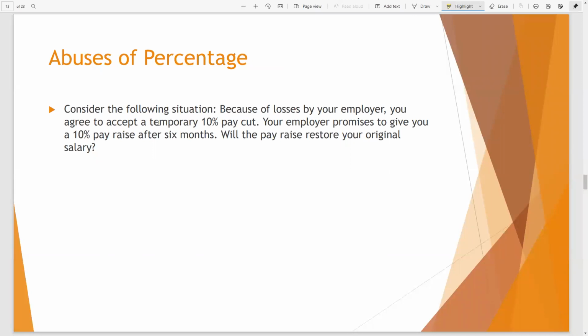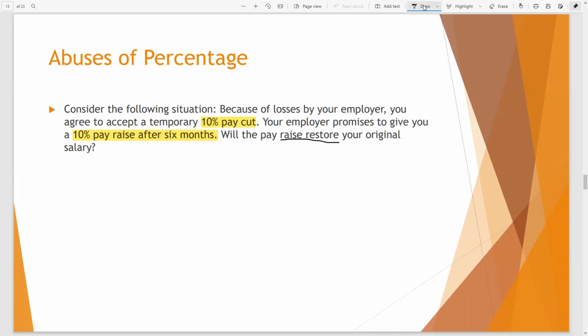Your employer tells you, well, that will be a 10% pay cut, but that's temporary. Temporary 10% pay cut. Then it's promised to give you 10% back after 6 months. Does this raise restore your original salary? You can think of that. Does that restore your original salary, or is it a little bit off?